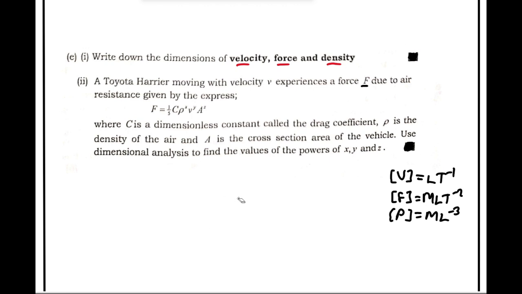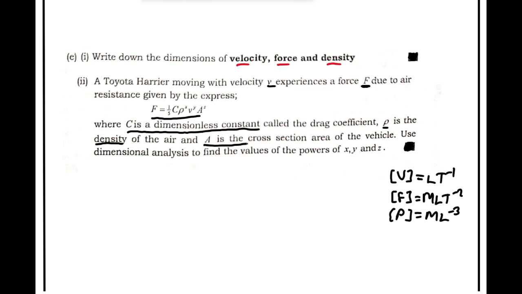Now we can move on to the second part. A Toyota Harrier moving with a velocity v experiences a force F due to air resistance given by this expression right here, where C is a dimensionless constant. This is a very important statement. C is a dimensionless constant, called the drag coefficient. Rho is the density of the air and A is the cross-section area of the vehicle. Use dimensional analysis to find the values of the powers of x, y, and z.